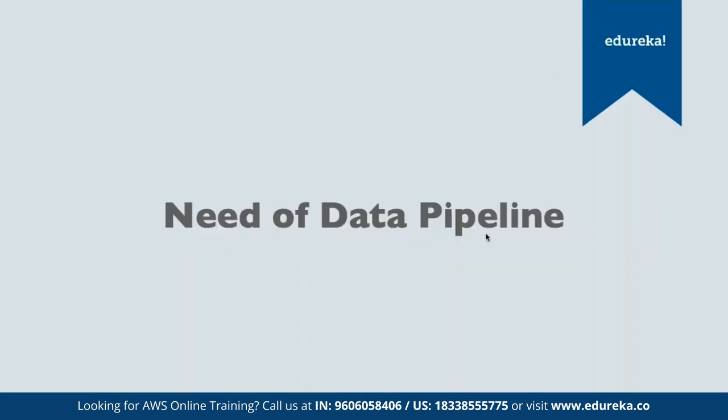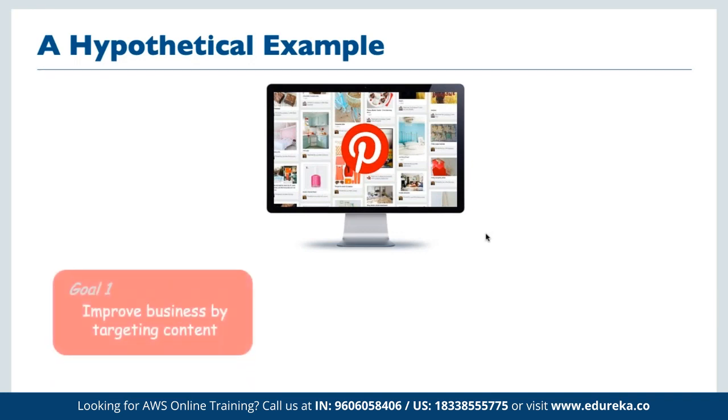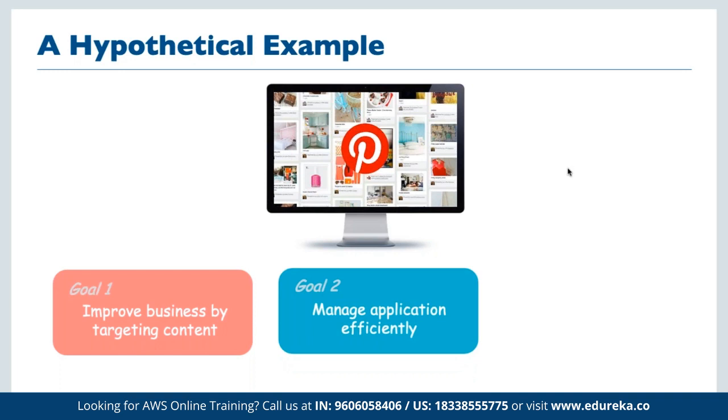First of all, let's discuss the need for data pipeline. Now let's understand this by a hypothetical example. For example, the main goal of any business currently on Pinterest is to improve the business by targeting content, because Pinterest, as you know, is a really good content marketing platform, highly useful for creative professionals so that they can upload their designs and patterns, build a community, and then get the right target audience who are looking for the particular work they are currently doing.